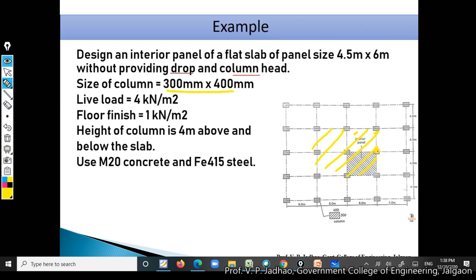The column size is 300 mm by 400 mm, which is shown here. The orientation of columns is like this. So this direction is 400 mm, and this direction is 300 mm. The width of the columns is like this. Live load is 4 kilonewton per meter square, floor finish is 1 kilonewton per meter square, height of column is 4 meter, and we have to use M20 concrete and Fe 415 steel. So we'll start the design procedure.